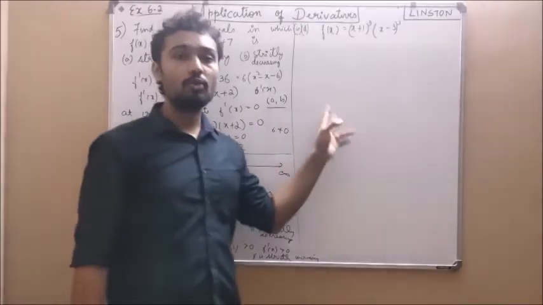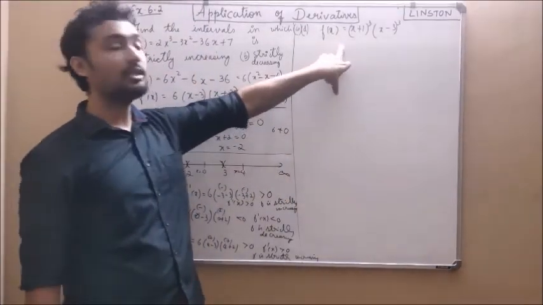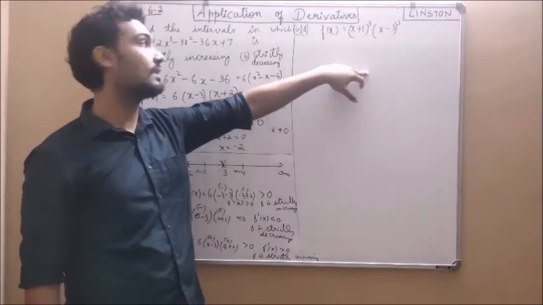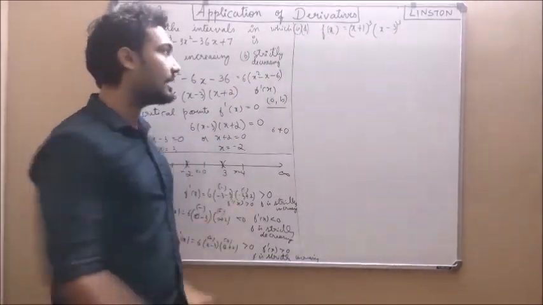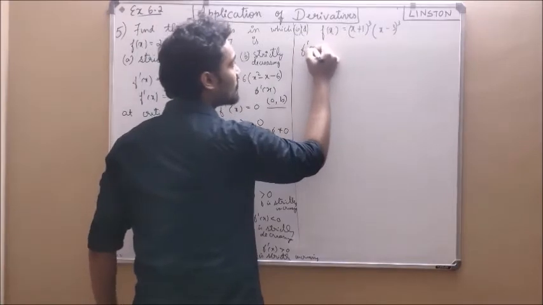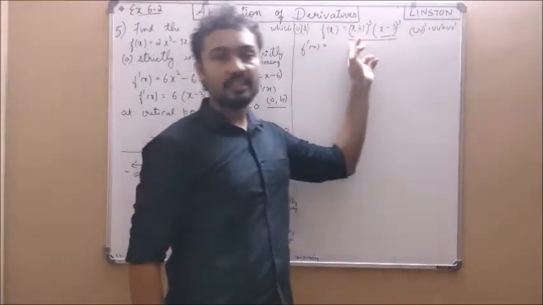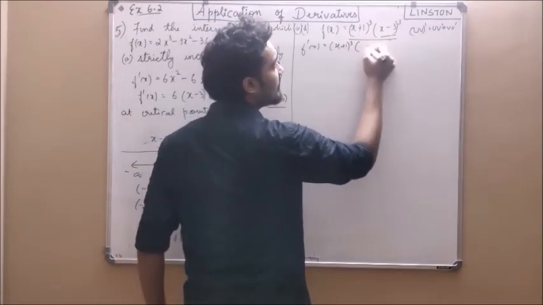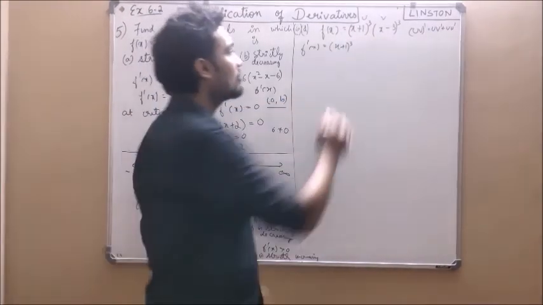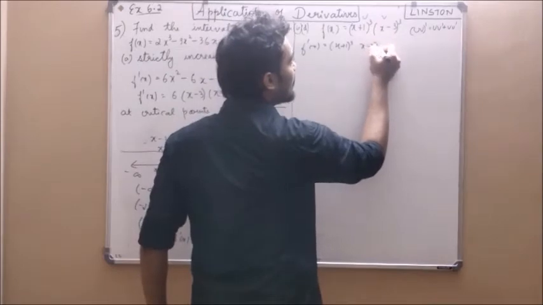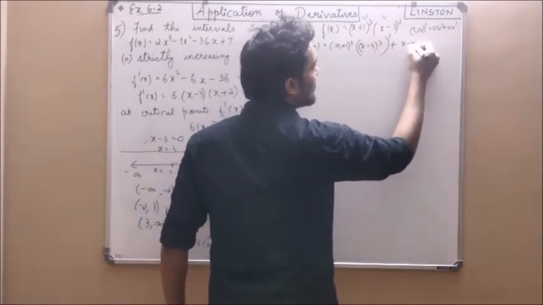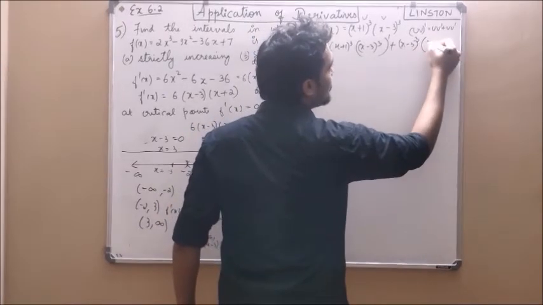We will check one more sum. We have to check in which intervals the function f of x is strictly increasing or strictly decreasing. This is question 6D. First, what is f dash of x? We will differentiate this. It is (x plus 1) cubed into the derivative of (x minus 3) cubed, plus (x minus 3) cubed into the derivative of (x plus 1) cubed.